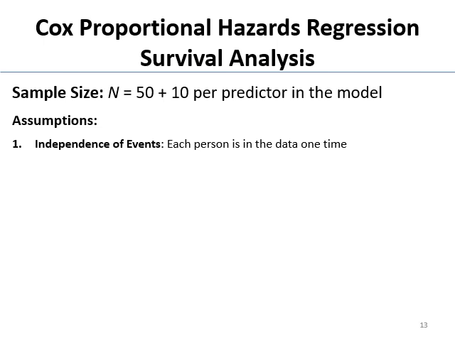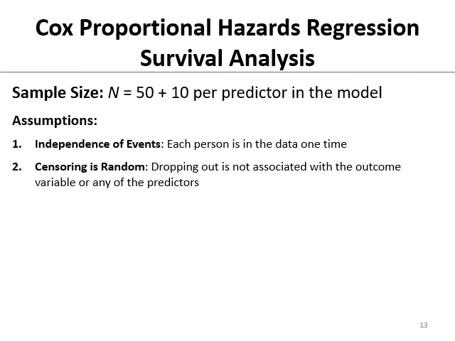So your assumptions are independence of events. Each person's in your study only one time. Here's a new one. Censoring is random. So people drop out of your study, but it's assumed that dropping out is not associated with the outcome variable or any of the predictors. So they're not dropping out more from one group than another, and they're not dropping out in a way that's related to the outcome. It's just random.